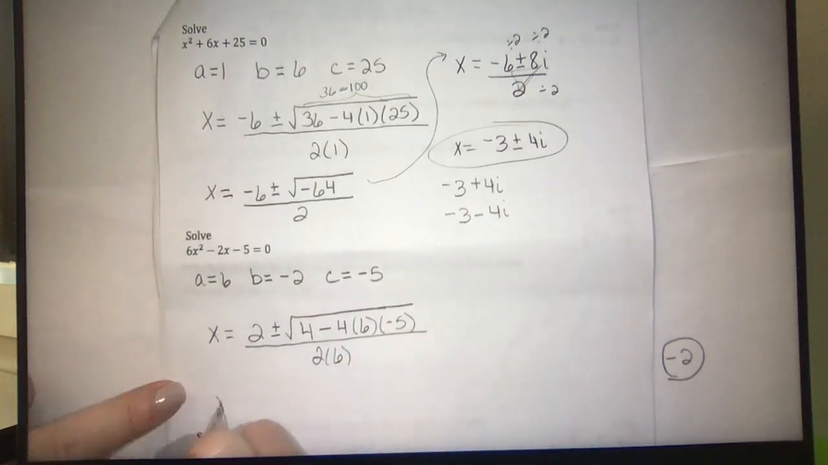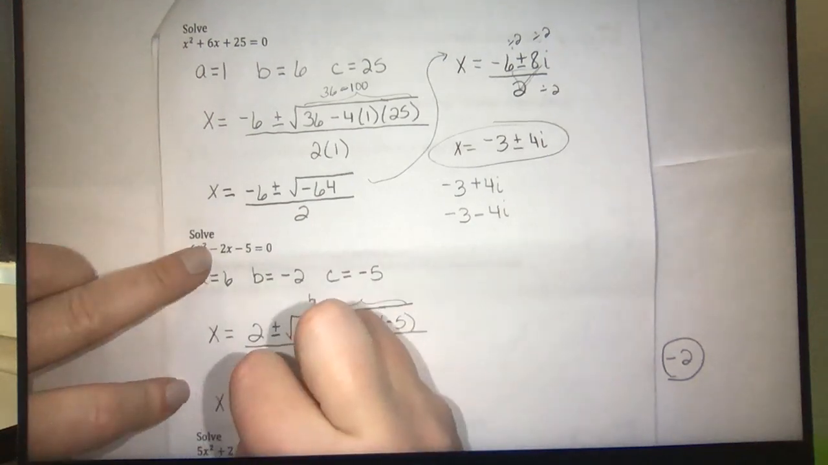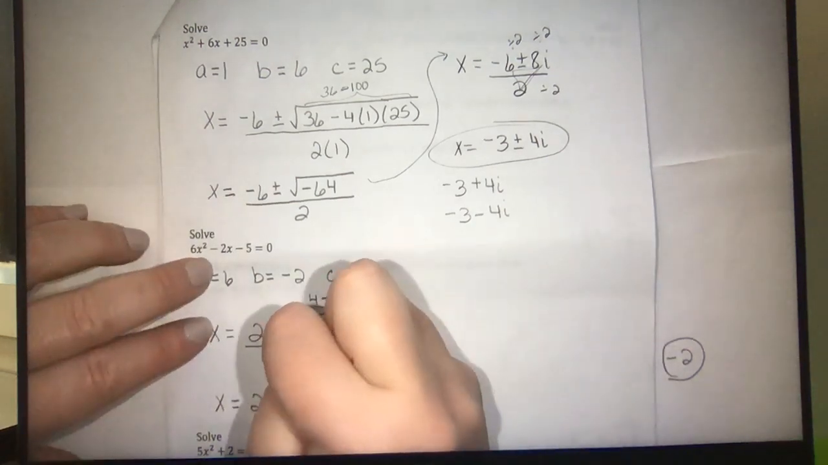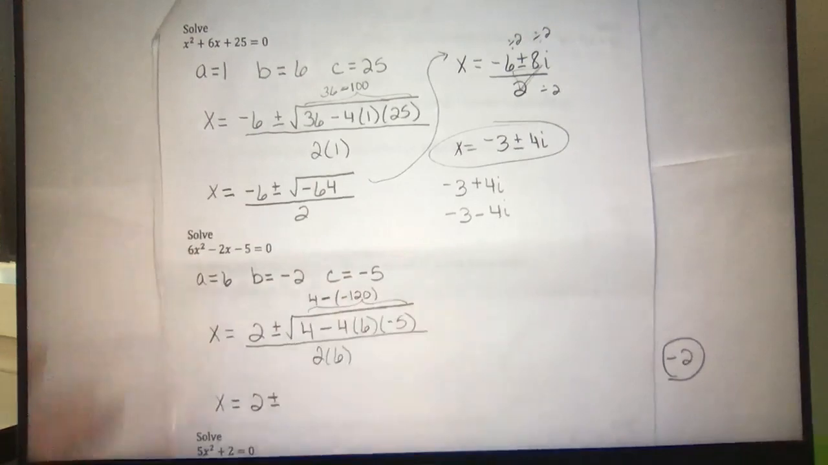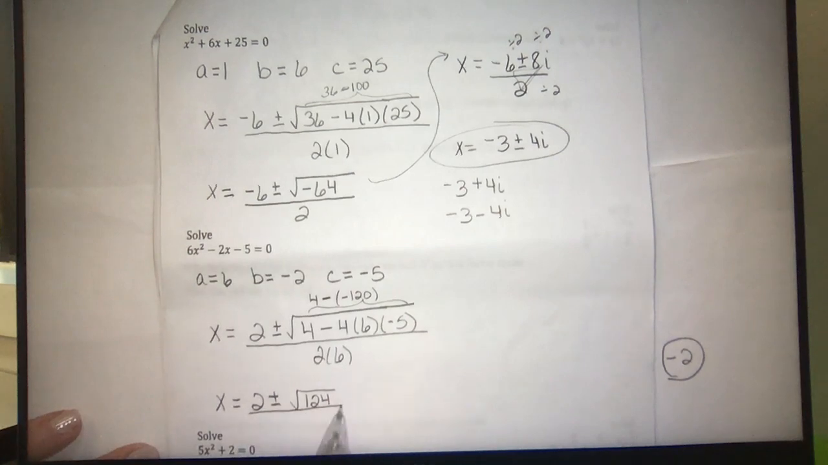Okay, let's clean it up a little bit. All right, if I work on that radical a little bit, I'm going to have 4 minus 4 times 6 times a negative 5, which is negative 120. 4 minus a negative 120 means I'm going to have 4 plus 120. So I'm going to have the square root of 124, all over 12. Everybody good so far?